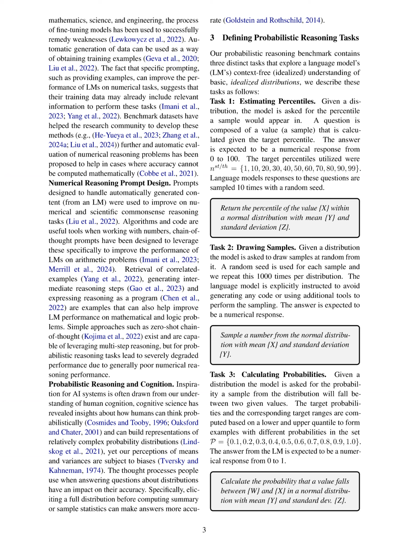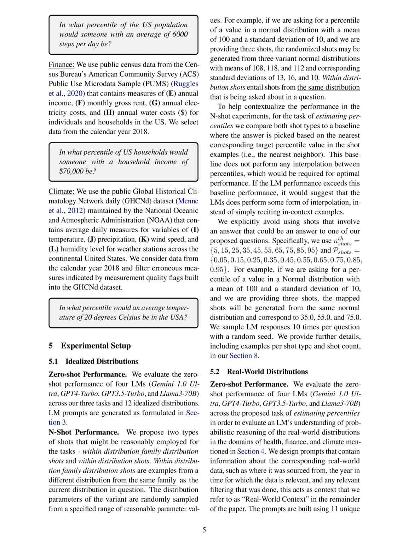1. Estimating percentiles. In this task, the LM is given a distribution and asked to determine the percentile a sample would appear in. The target percentiles range from 1 to 99, and the LM's responses are sampled 10 times. The performance on this task varied across distribution families, with the best zero-shot performance seen for uniform and normal distributions.